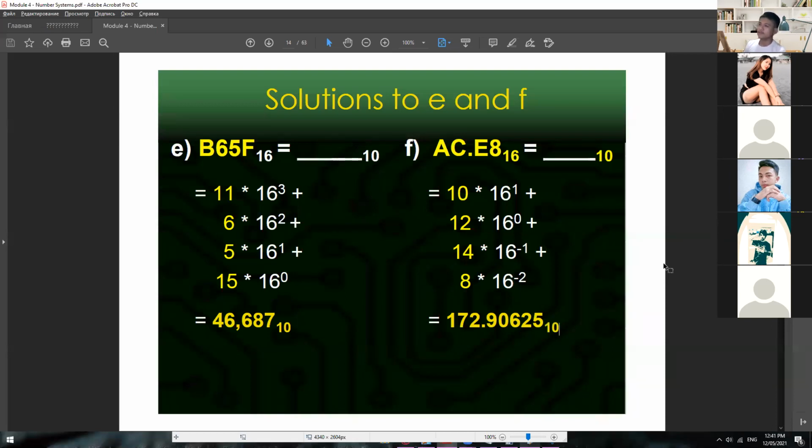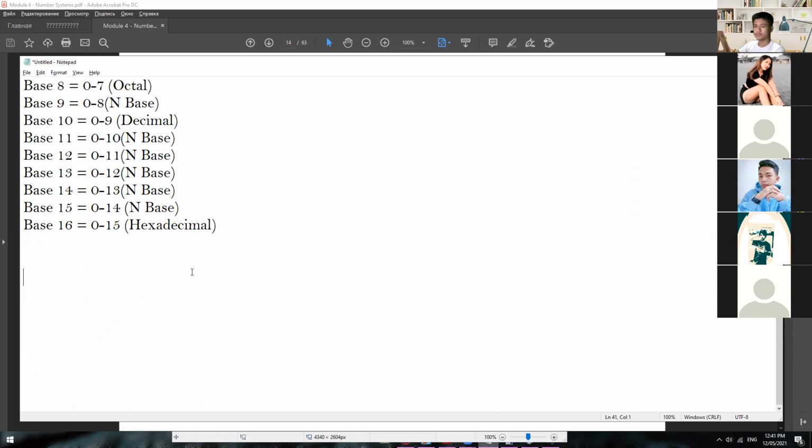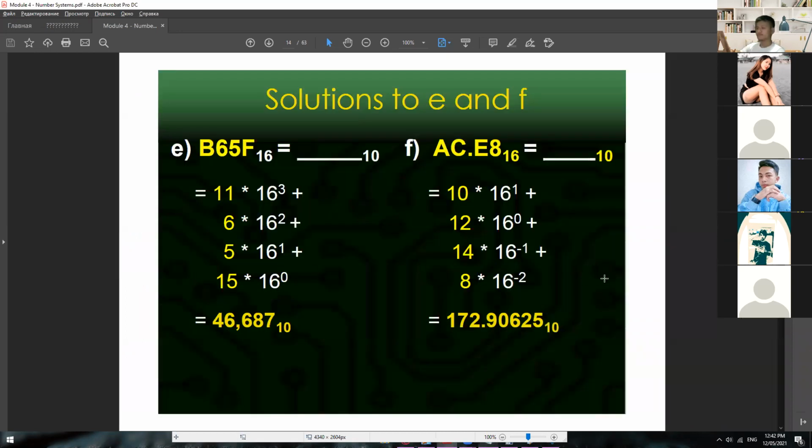Okay, so are we clear so far on how to convert any base to decimal? So that's the first thing that we have learned. So the first topic is any base to decimal. Okay. All right. So any questions so far regarding how do we convert any base to decimal? So far, sir, wala na po. Understandable.